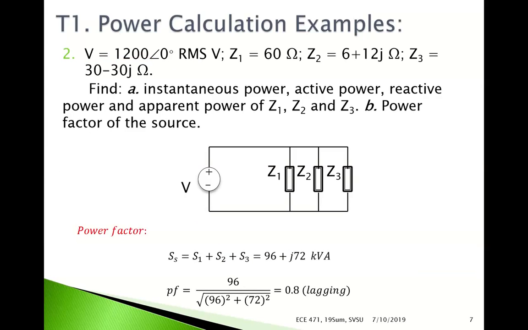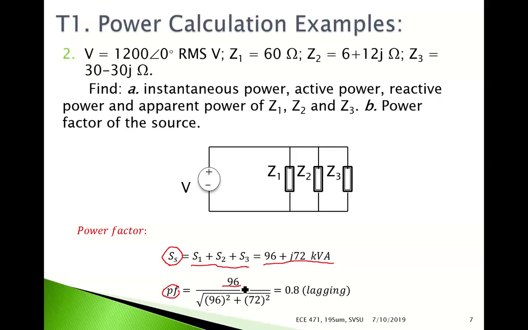At last, the power factor. I'm just using the total apparent power to find the power factor of the source. We are looking for the source power, which equals the summation of the 3 load powers, obviously. That ends up with 96 plus j 72 kVA, from which we can calculate the power factor.